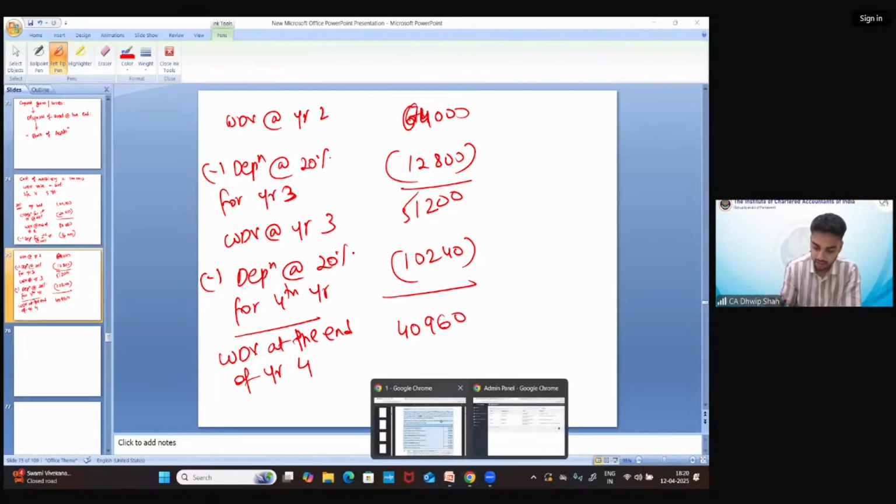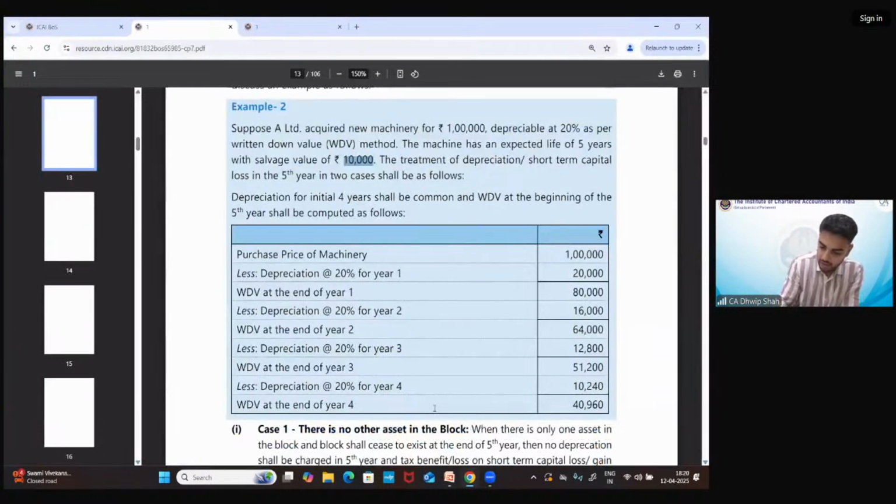Sir, where is the 5th year written? Can you see? Salvage value is 10,000. So salvage value can be earned only at the end of the last year. It will be received in the last year. Oh, capital gain is not yet started.